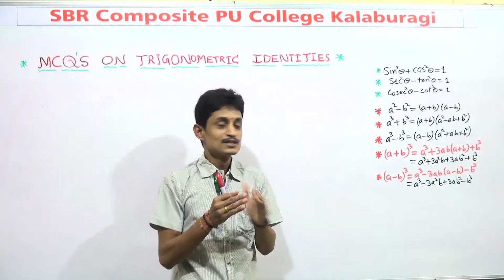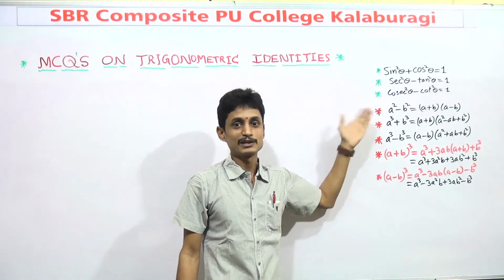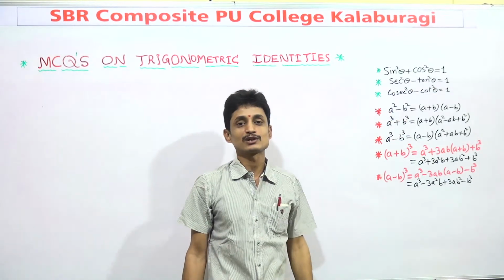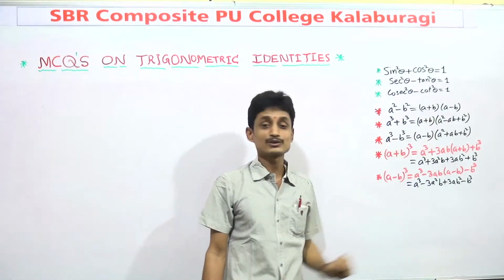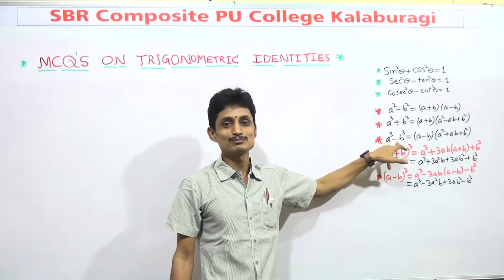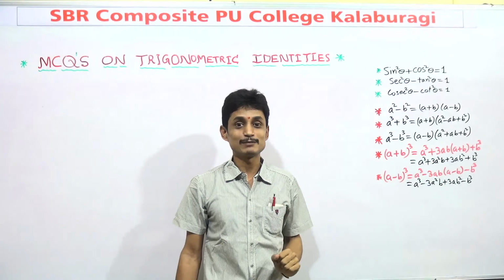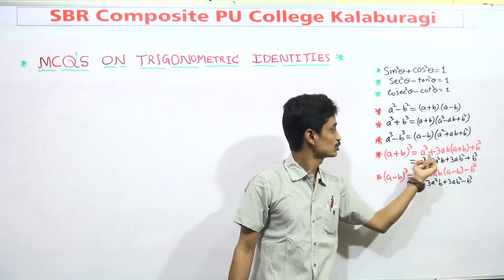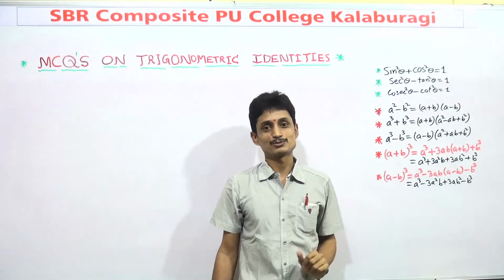And somewhere in between we require these formulas whatever we learned in the earlier classes in school time. A square minus b square is a plus b into a minus b. A cube plus b cube is a plus b into a square minus ab plus b square. And third one, a cube minus b cube is equal to a minus b into a square plus ab plus b square. A plus b whole cube is equal to, everyone knows this first form, a cube plus 3ab into a plus b plus b cube.